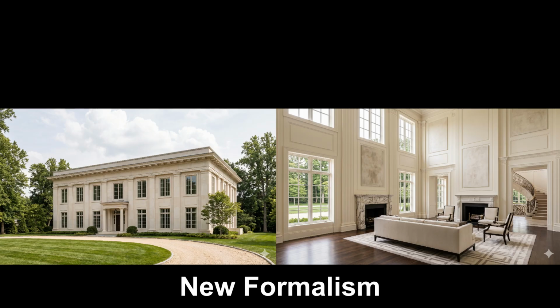Residential New Formalism architecture, emerging in the mid-1950s as a high-style reaction against the stark functionalism of the International style, is defined by its attempt to achieve modern monumentality by blending modernist materials with classical Greek and Roman precedents. On the exterior, these homes are typically set on a raised podium or plinth and feature strictly symmetrical facades, anchored by a level skyline and a heavy projecting roof slab.